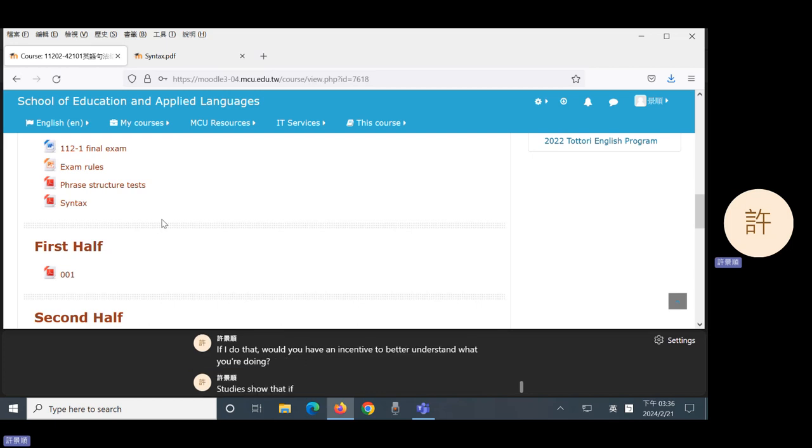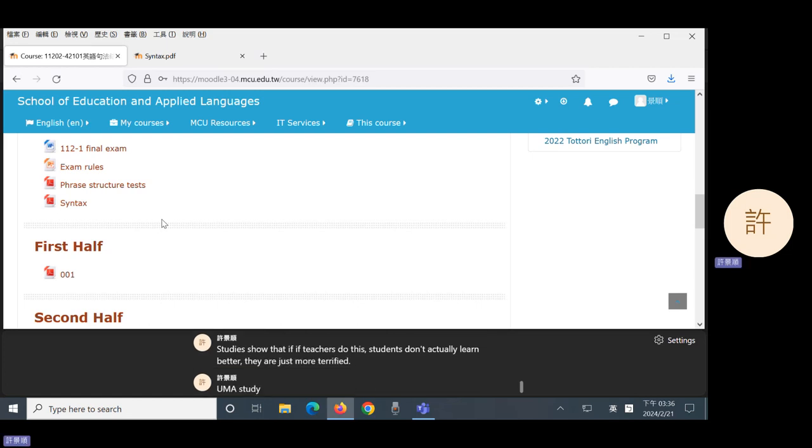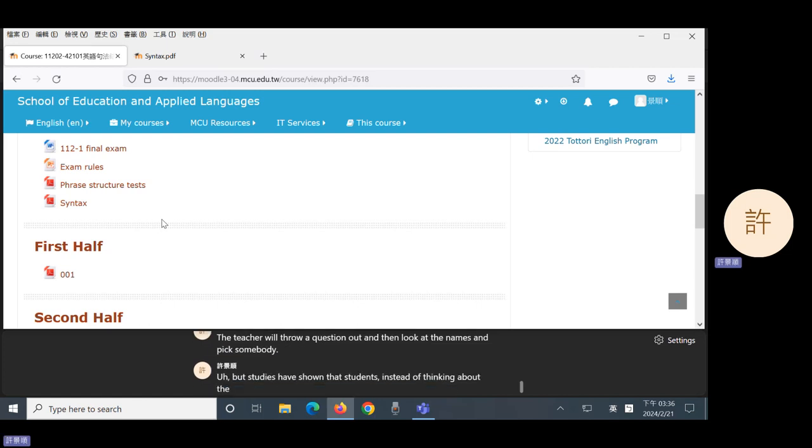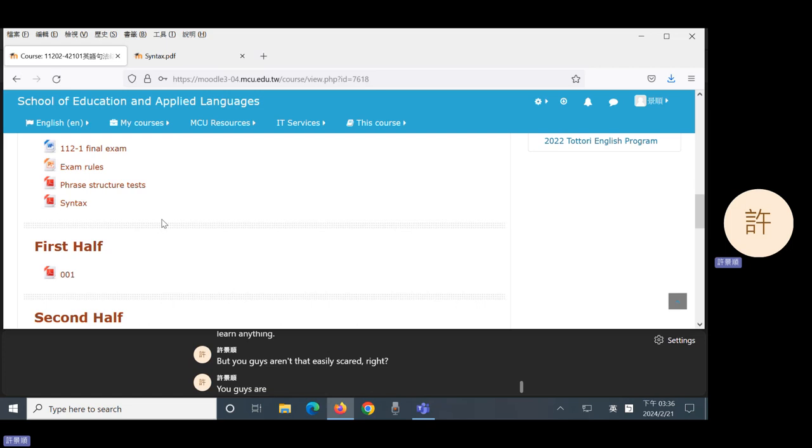Studies show that if teachers do this, students don't actually learn better. They are just more terrified. A study was done in Harvard Law School. Harvard Law School loves to do this, right? The teacher will throw a question out and then look at the names and pick somebody. But studies have shown that students, instead of thinking about the question, will sit there scared like a mouse until their teacher calls them. And if their teacher calls them, then they try to give the answer. And after that, they relax and they still don't learn. And if the teacher doesn't call them, they're too busy being scared to learn anything. But you guys aren't that easily scared, right? You guys are brave college students. We'll see. We'll see in 2 weeks.